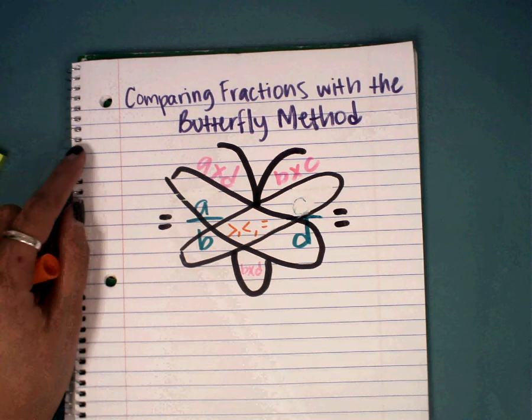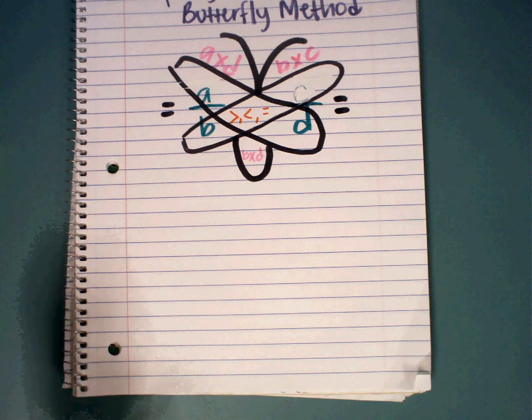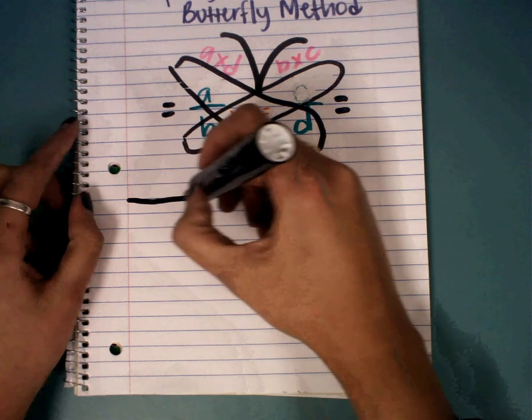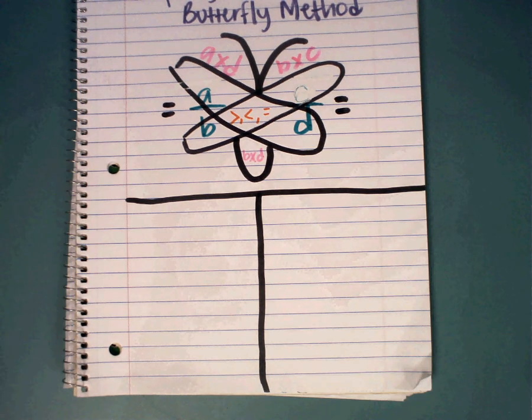All right? So let's do a couple examples. So that should take up about half of your page. So I'm going to go ahead and draw a line, and I'm going to draw a line down here. So I just separated that bottom half into half. Okay? Give you a second to get that done.